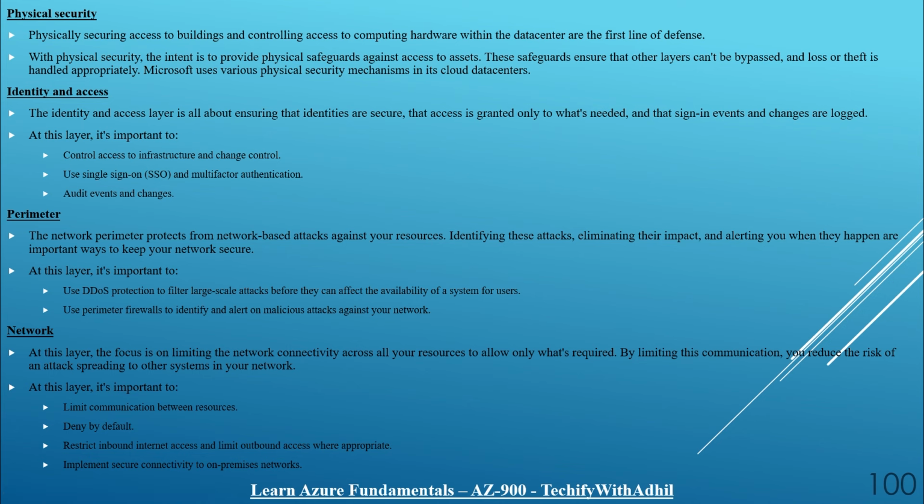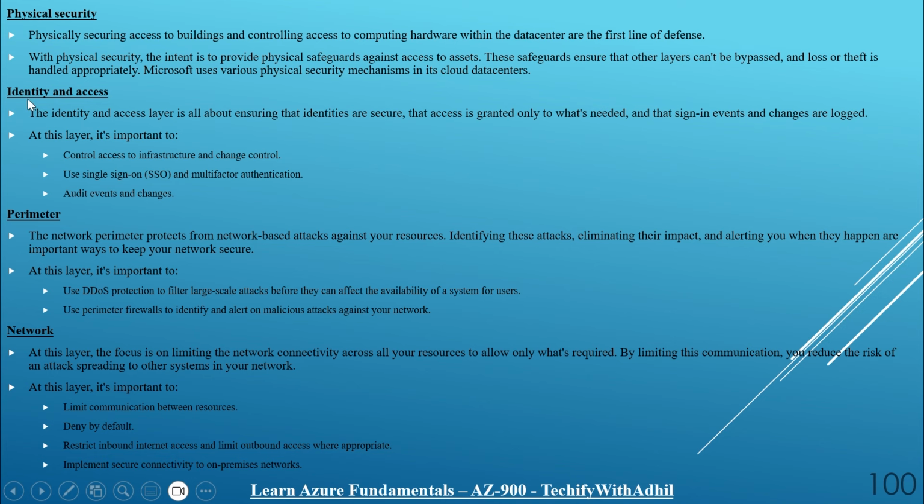So for the physical security layer, it is about physically securing access to the building and controlling access to the computing and the perimeter, the first line of defense. With physical security, the intent is to provide physical safeguards against access to the assets. These safeguards ensure that other layers can't be bypassed and that loss or theft is handled appropriately. Microsoft uses various physical security mechanisms in their cloud centers.